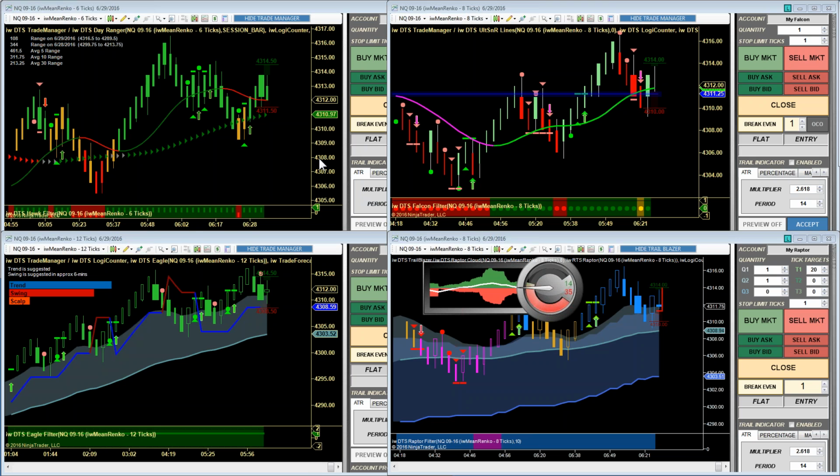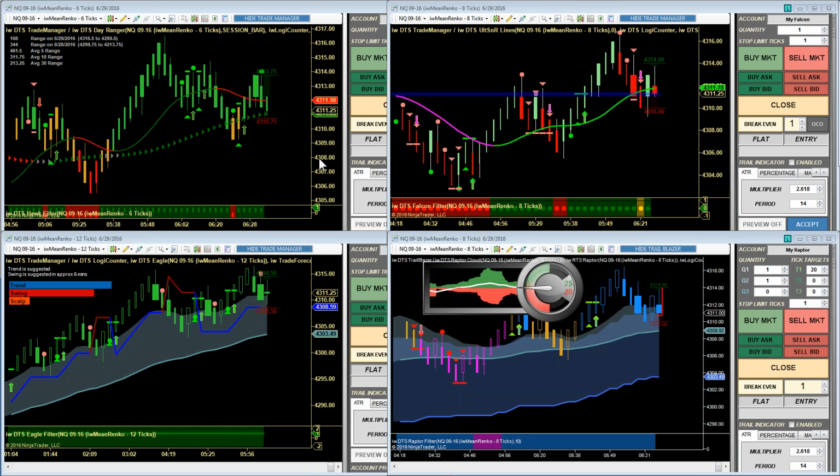And I'll give you a quick little overview of what we're looking at here before we try to take a look at a couple of trades. This is the diversified trading system, and it's diversified because we're looking at the market from three different points of view. So rather than have one tool try to fit all the market conditions, we have three different tools.